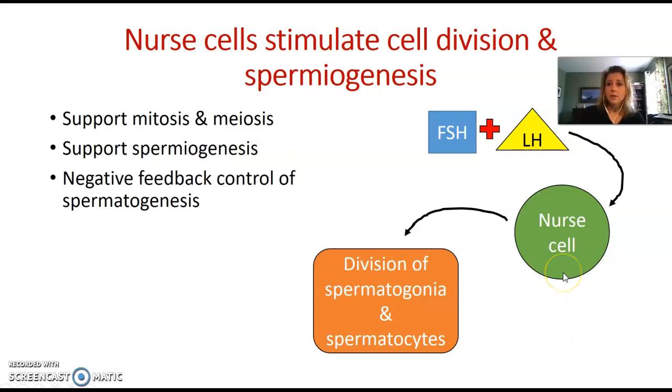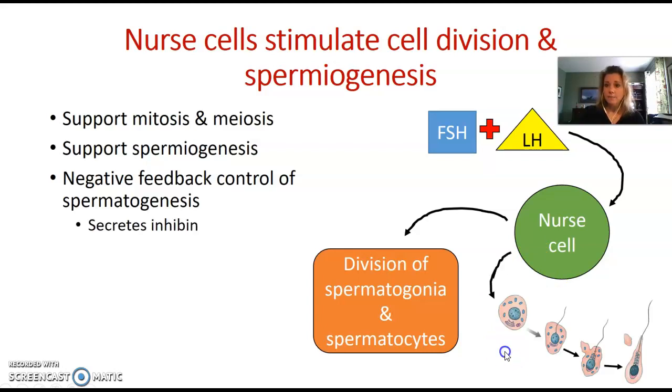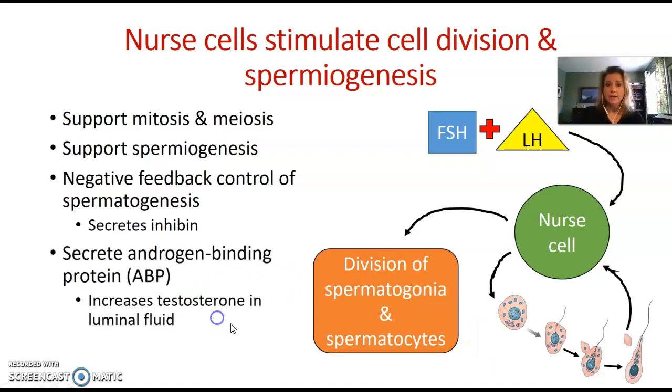But the nerve cells are also controlling the speed at which cellular division is taking place, and they're going to do that with negative feedback. The nerve cells are going to monitor the amount of new sperm cells that are being created. And when the nerve cell senses that it needs to slow down that synthesis, then it's going to secrete inhibin. And inhibin will feed back to the hypothalamus. So we'll get to that on the next slide.